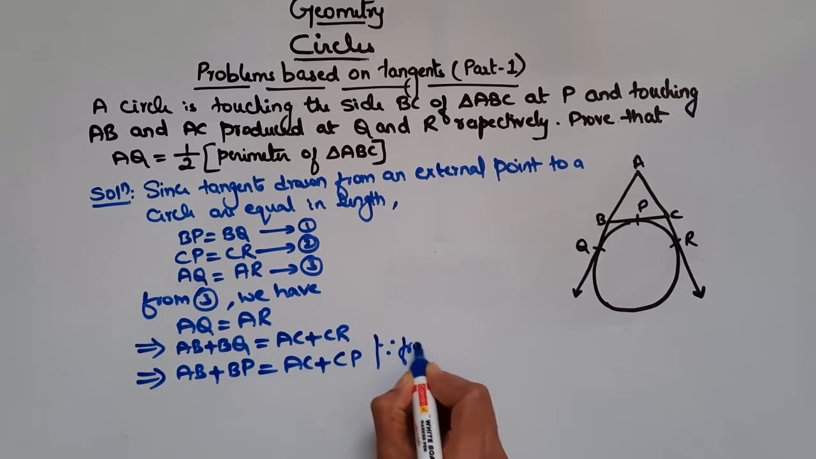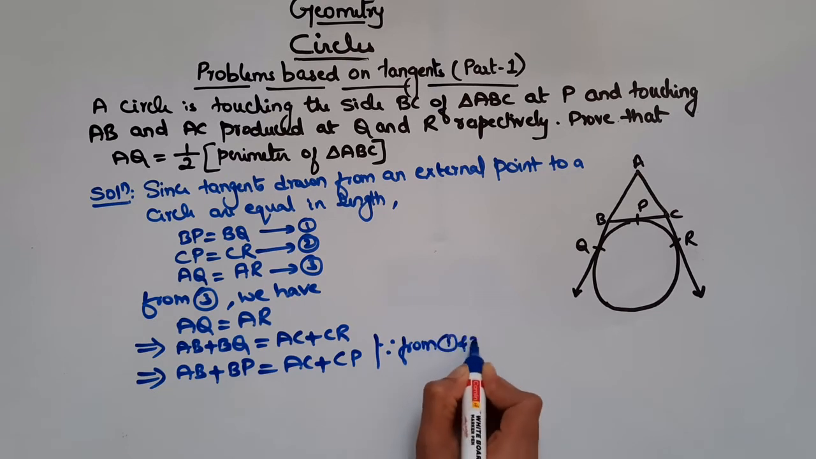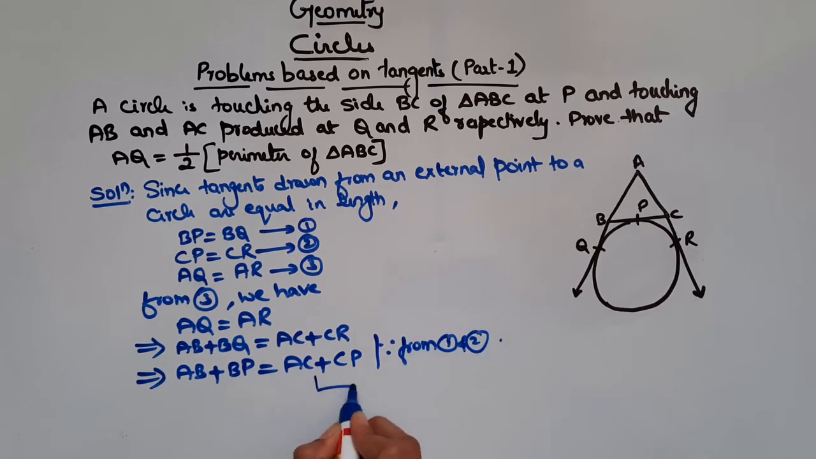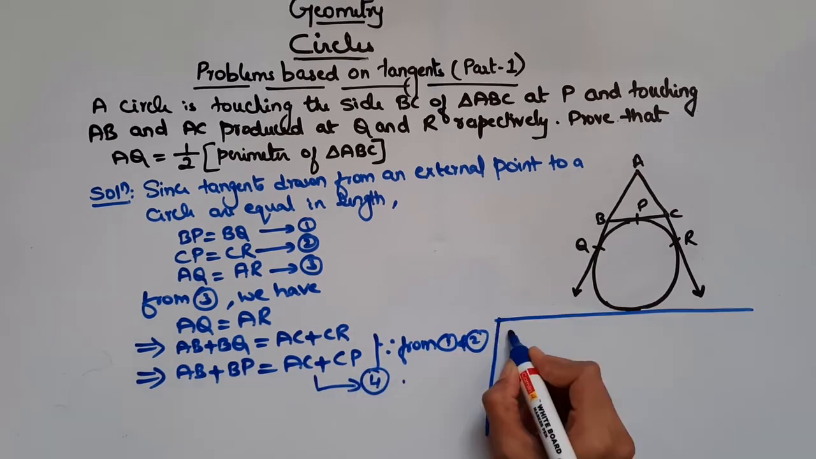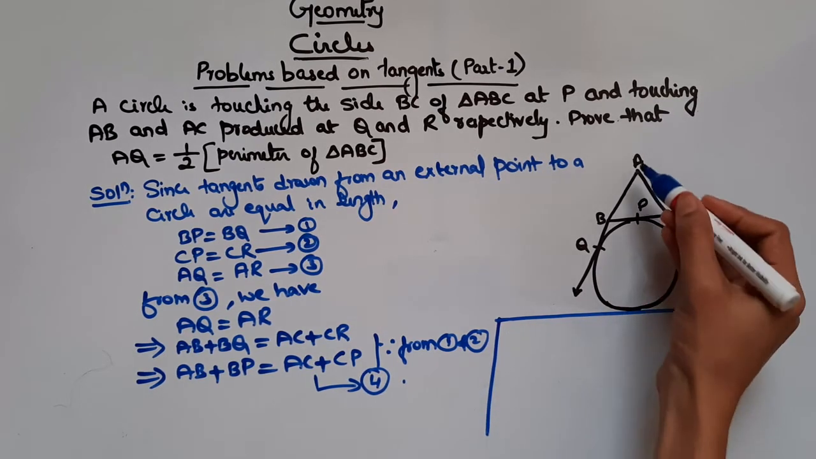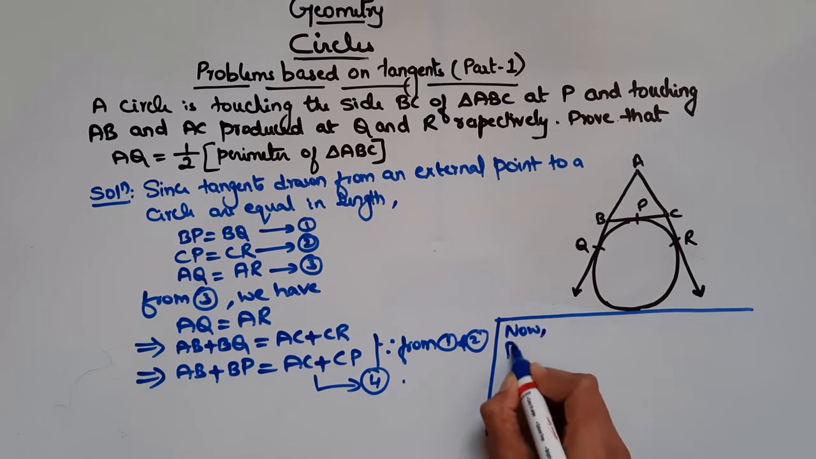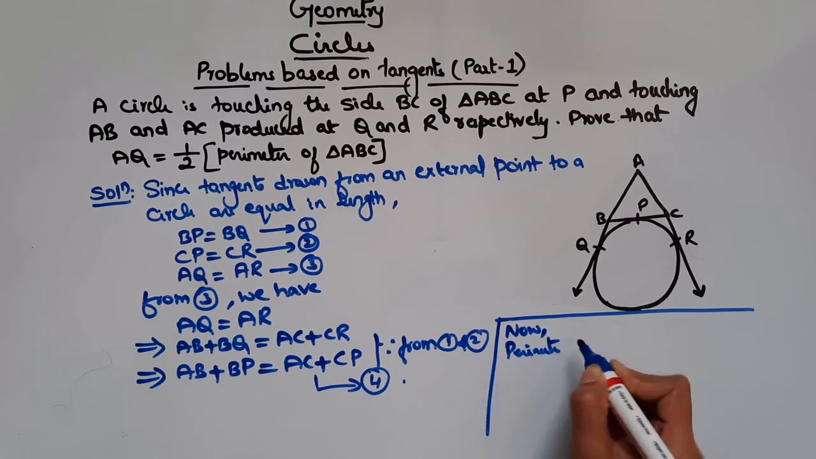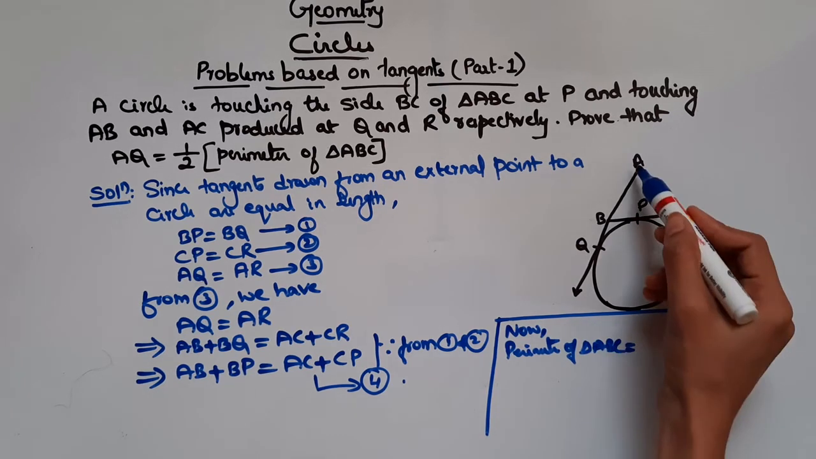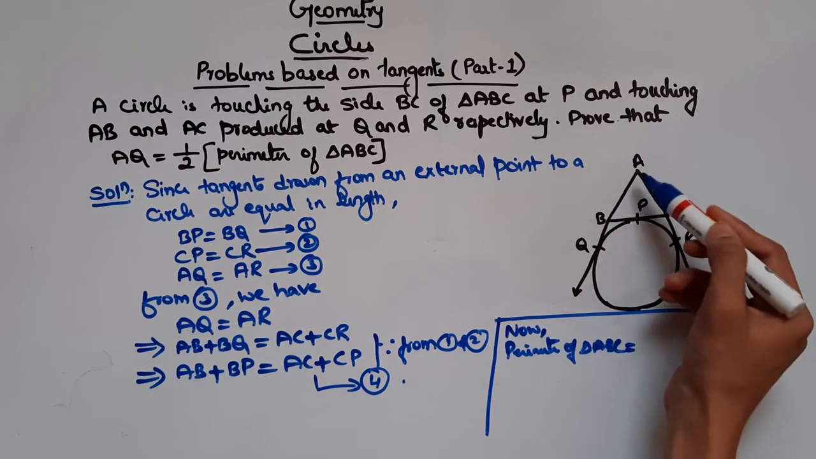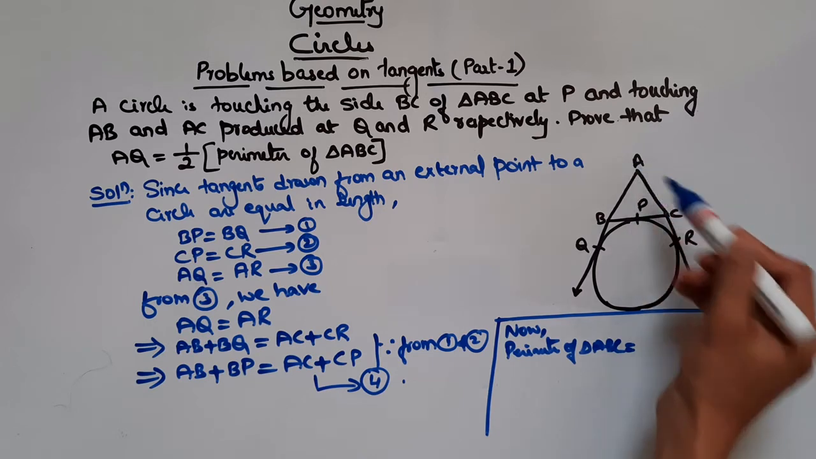Since from 1 and 2, right? So now let's take this equation as 4. Now let's see what is the perimeter of this triangle ABC. Alright, so now perimeter of triangle ABC is equal to, perimeter is nothing but sum of all the sides. So AB plus BC plus AC.